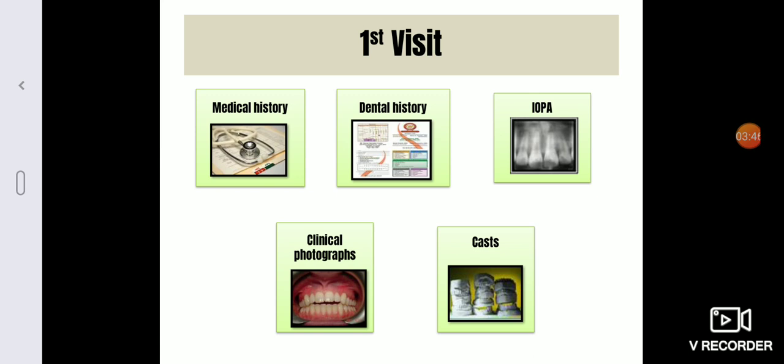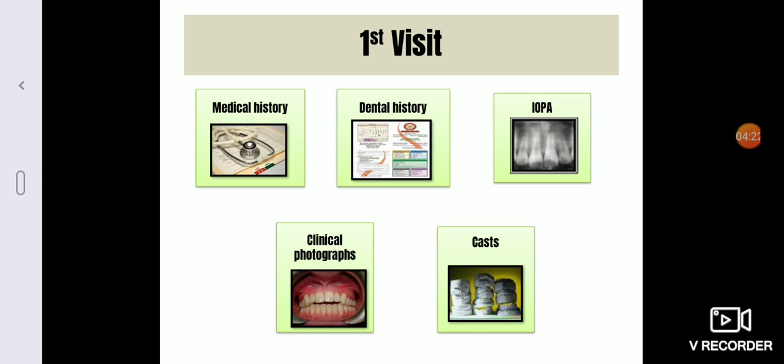Thereafter, the history could be supported by some radiographic diagnosis, whether we need an IOPA or OPG of the patient. They can also be used as assistance in the diagnosis. Clinical photographs of the patients are taken if there's any presence of any lesions, whether soft tissue as well as hard tissue lesions. They serve as a record as well as for future comparison of the pre and the post-treatment records.